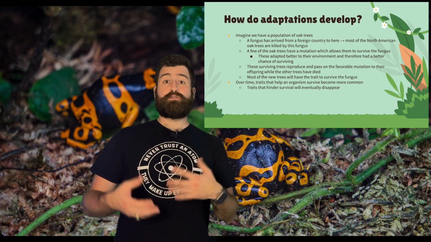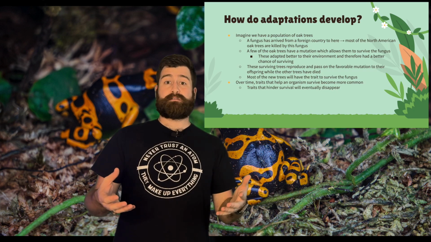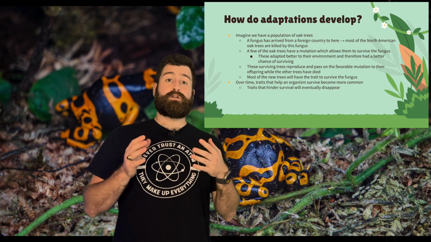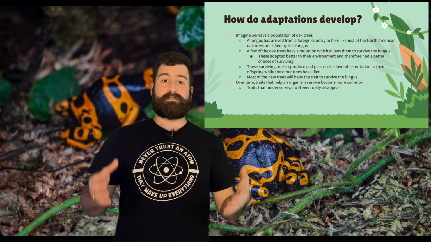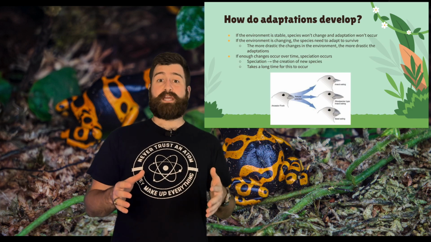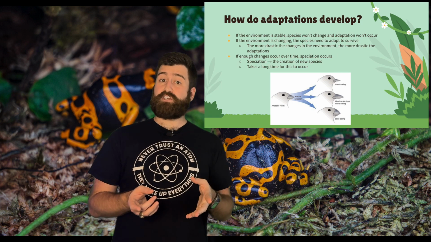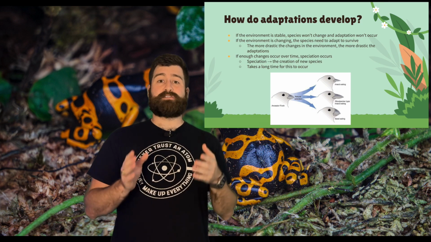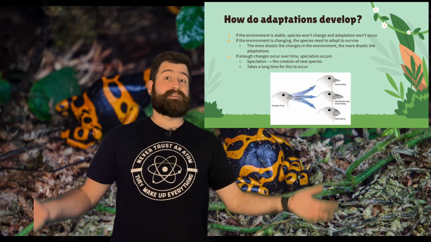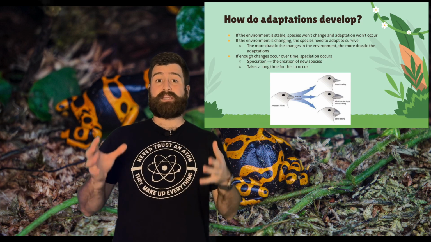Once this happens, most of the new trees, the offspring of these, will have the trait to survive this particular fungus. Over time, traits that help an organism survive become more common, while traits that hinder survival will eventually disappear because they'll die out. If the environment is stable, species won't change and adaptation won't occur because it isn't necessary. If the environment is changing, however, the species need to adapt to survive because if they don't change with the environment, they're more likely to die out, aka not survive. The more drastic the changes in the environment, the more drastic the adaptations that will occur.